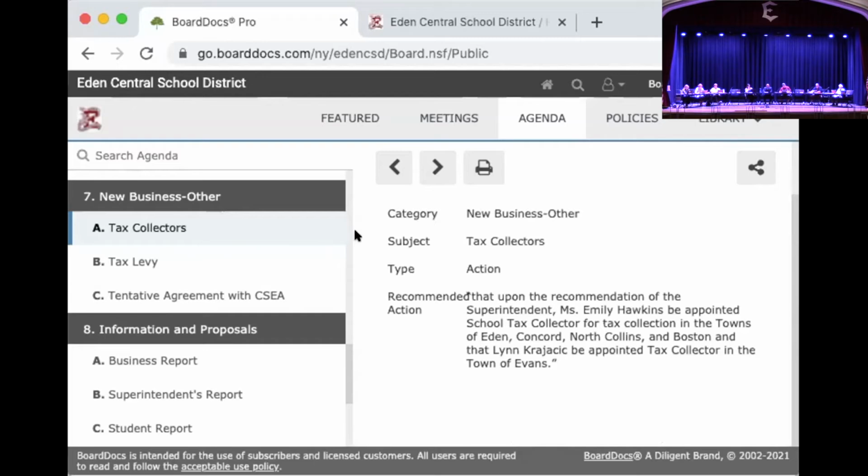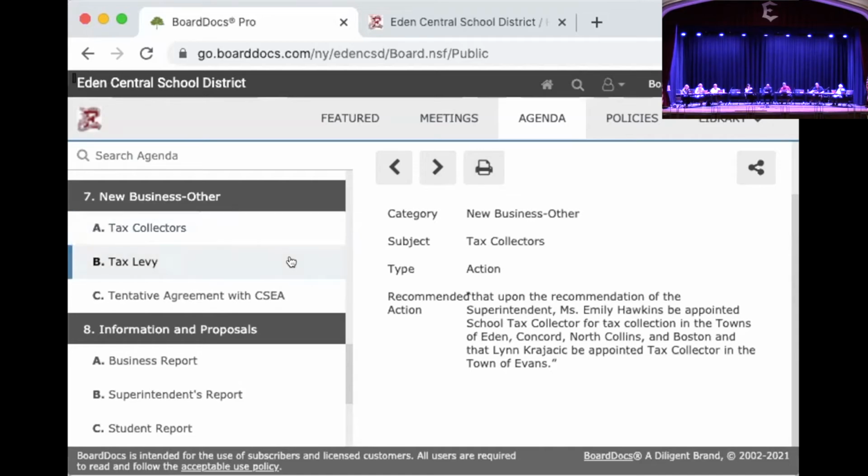That upon the recommendation of the superintendent, Ms. Emily Hawkins be appointed school tax collector for tax collection in the towns of Eden, Concord, North Collins, and Boston, and that Lynn Krajicek be appointed tax collector in the town of Evans. Second. Any discussion? All in favor? Aye. Any opposed? Any abstained?